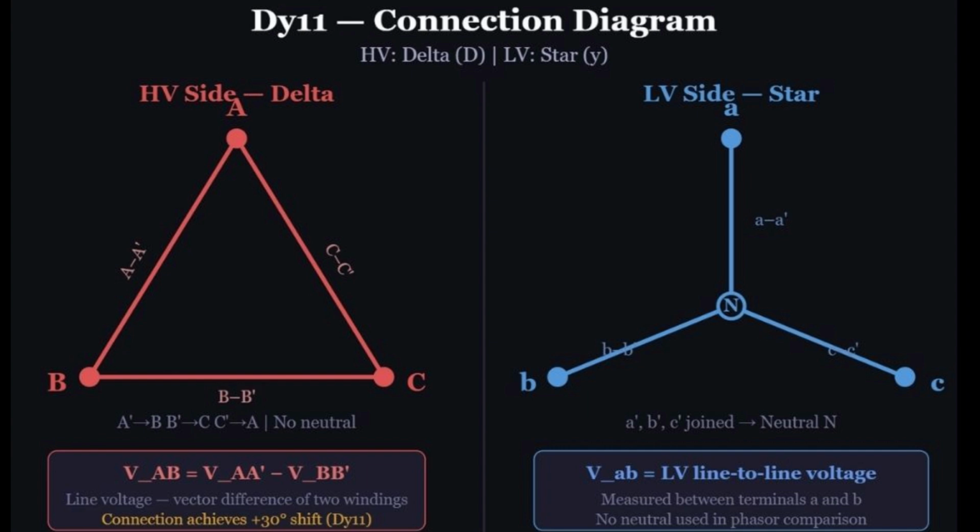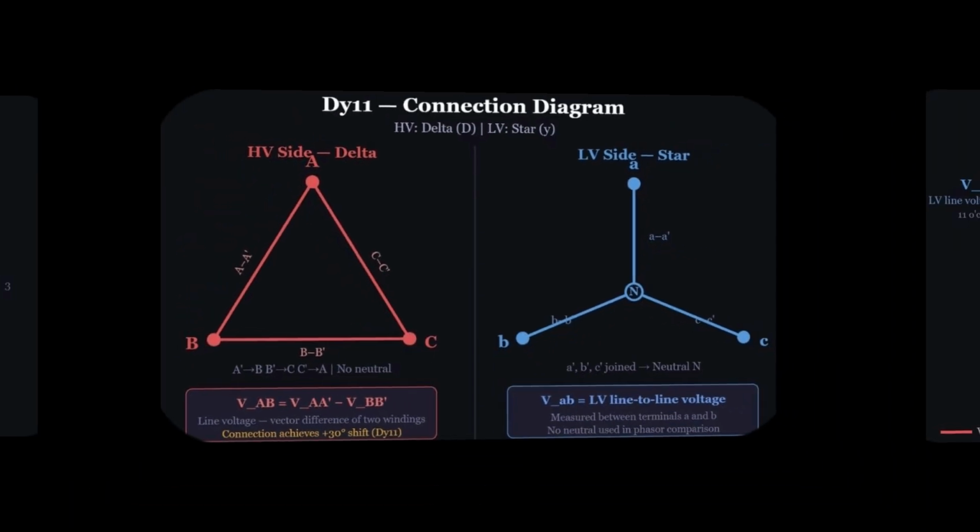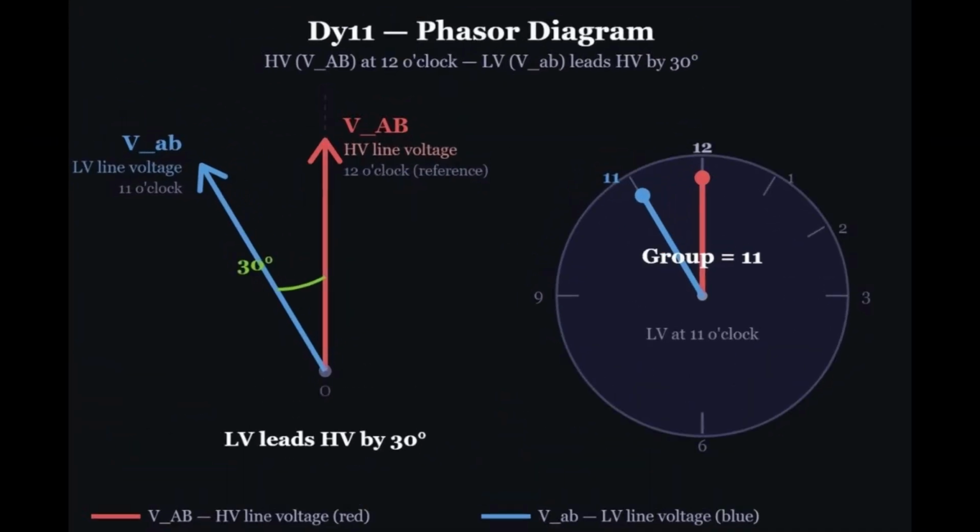The line-to-line voltage VAB is measured directly between terminals A and B. It is taken straight from the winding with no subtraction. On the phasor diagram, the high voltage line voltage points straight up at 12 o'clock. The low voltage line voltage sits at 11 o'clock, 30 degrees ahead. That is the Dy11 shift.